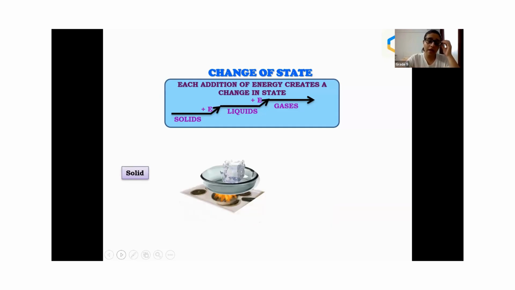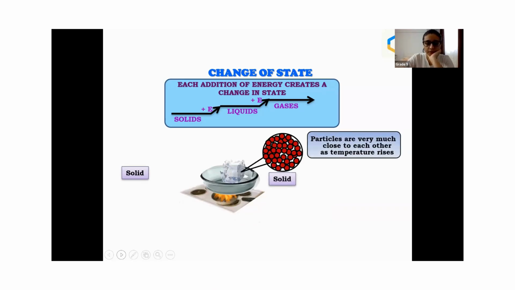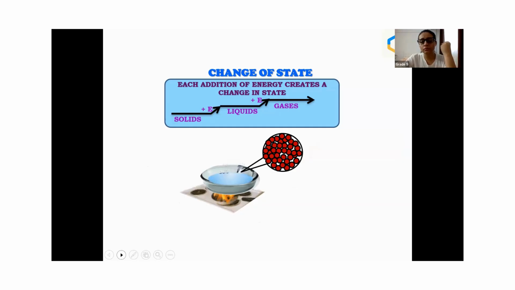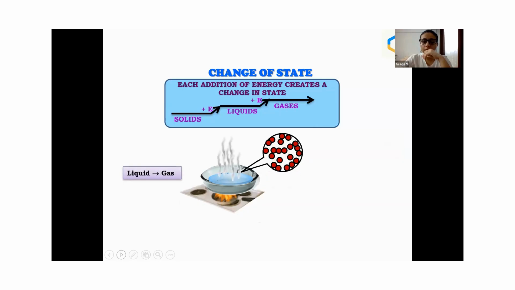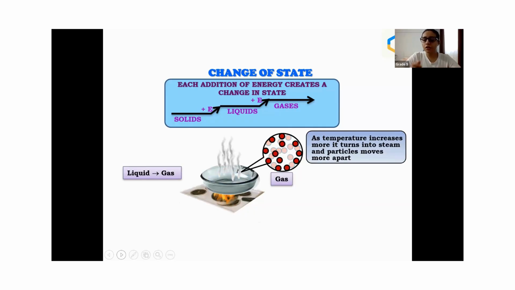So we are heating ice on a pan, which is in the solid form. Particles are very close to each other. As temperature rises, the solid will turn into liquid, and the particles move away from each other. Solid to liquid and liquid to gas. As temperature increases more, it turns into steam and particles move even farther apart, which I have already discussed with you.